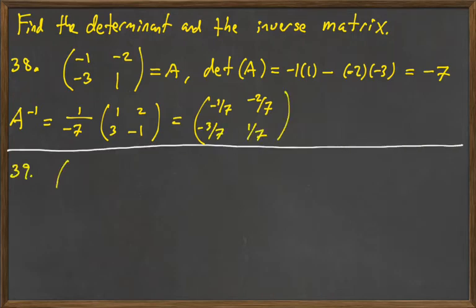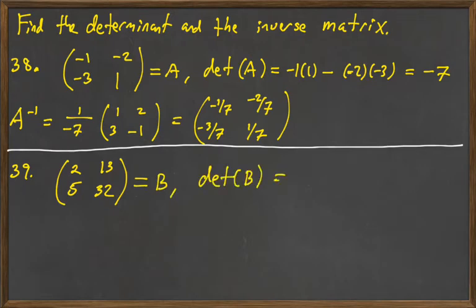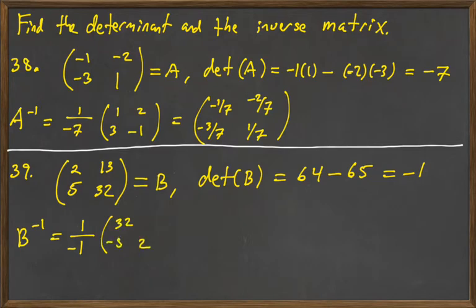Okay, let's do another one. We'll look at 2, 13, 5, and 32. So first thing we'll do is we'll call that B for convenience, the determinant of B. It's going to be 2 times 32, which is 64, minus 5 times 13, which is 65. So the determinant is -1. So B inverse will be 1 over the determinant. Switch the 2 and the 32, and then the 5 and 13 will have opposite signs. Distribute that -1 through, and we have our inverse matrix. Okay, so that's finding the inverse matrix and also finding the determinant of a 2 by 2 matrix.